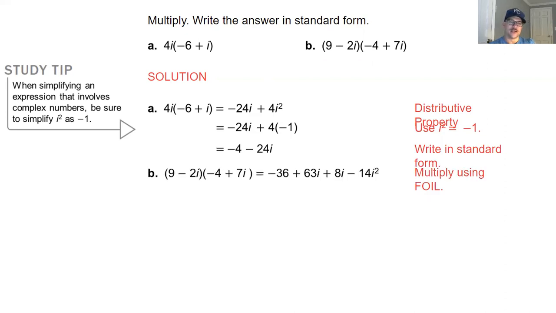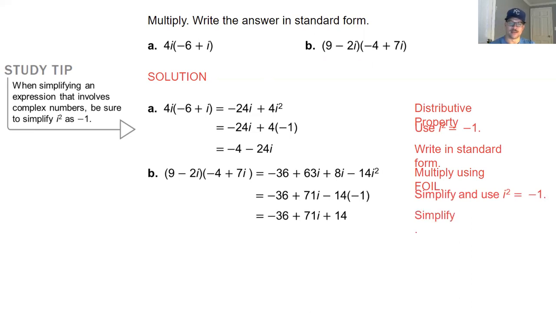Foiling this, or setting it up in box method, you would multiply your first term to get negative 36, outer is 63i, inner is 8i, and last is negative 14i squared. Again, rewriting your i squared as a negative 1 and then multiplying those together. Now that you have a 36 and a 14, those are combined like terms to get your negative 2 out in front.